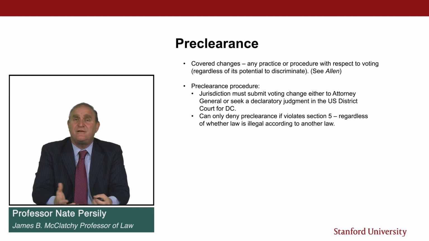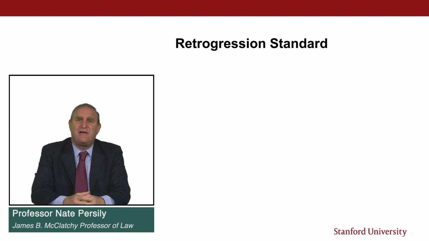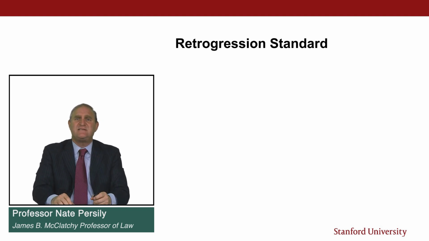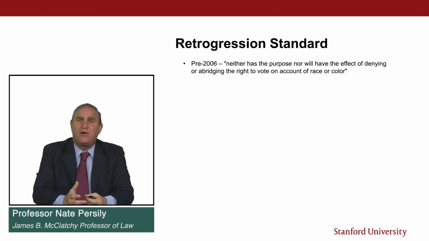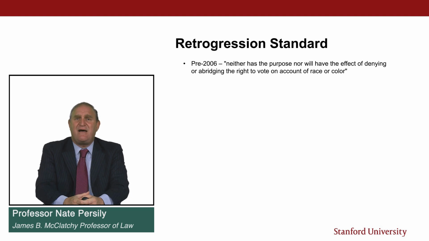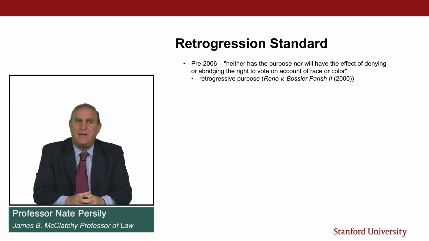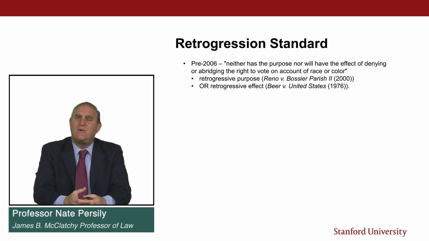So, what was the standard for granting pre-clearance, either at the district court level or the Department of Justice? Before the 2006 amendments to the Voting Rights Act, the standard was that the law cannot have the purpose nor will have the effect of denying or abridging the right to vote on account of race or color. This meant that it couldn't have, as the court interpreted it in 2000, a retrogressive purpose or a retrogressive effect. So what does it mean to say retrogressive?